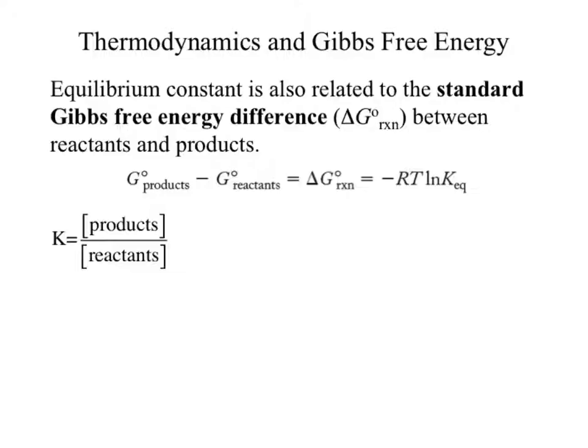Thermodynamics, everybody's favorite topic. We get Gibbs free energy. With Gibbs free energy, we can look at the products minus our reactants. We get the delta G for the reaction. We can tie that back to our equilibrium constant. Our equilibrium constant is calculated by doing products over reactants.